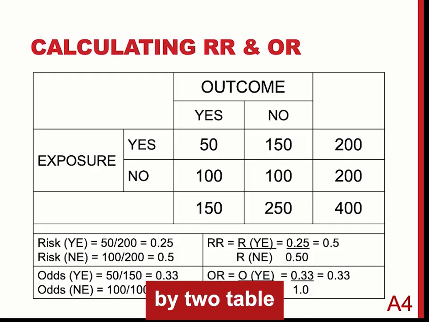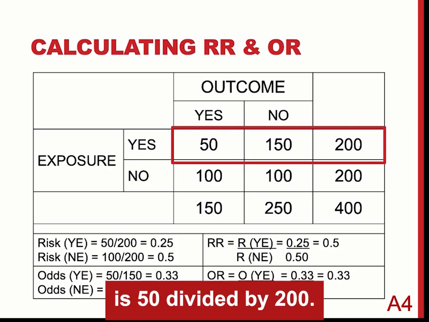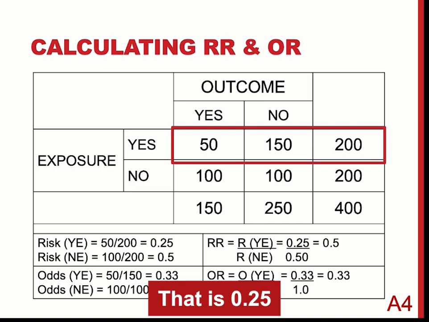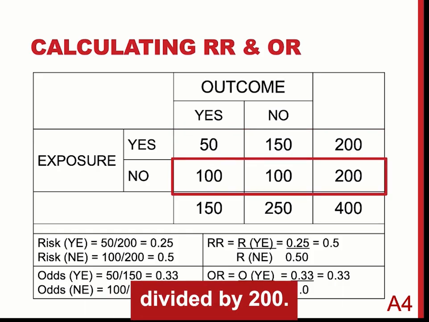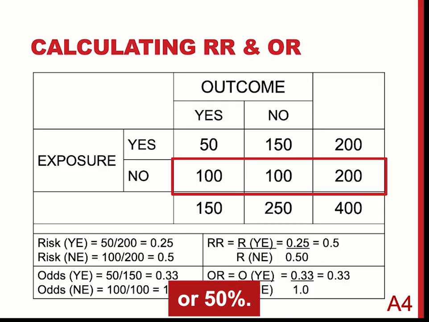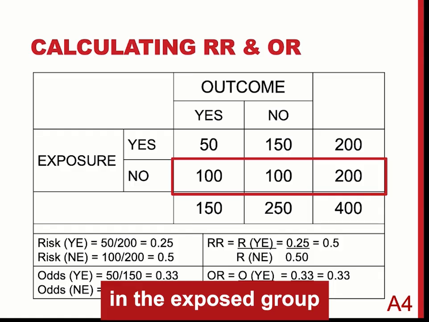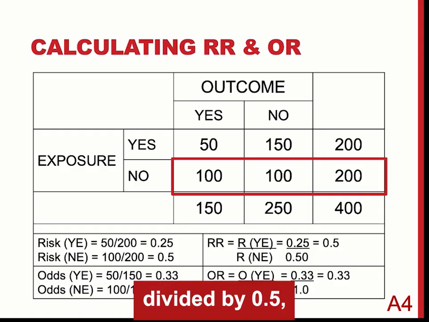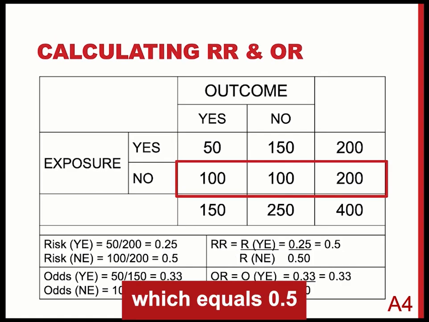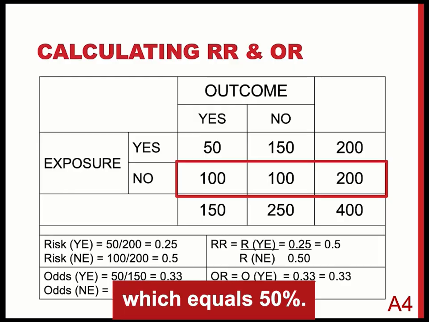Let's take a look at a 2x2 table of a typical cohort study. The risk of the outcome in the exposed group is 50 divided by 200. That is 0.25 or 25%. The risk of the outcome in the not exposed group is 100 divided by 200. That is 0.50 or 50%. The relative risk is the risk in the exposed group divided by the risk in the non-exposed group. It is 0.25 divided by 0.5, which equals 0.5, or 25% divided by 50%, which equals 50%.